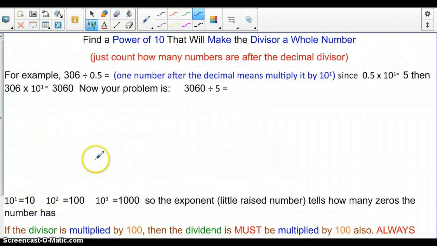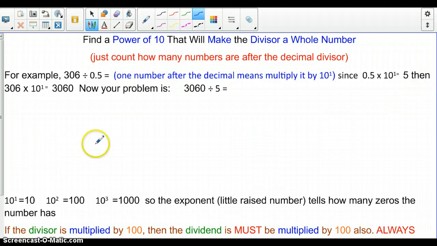Well, now let's do something different. We're going to find a power of 10 that will make the divisor a whole number. Remember, the divisor is what you see after the division symbol. So you just count how many numbers are after the decimal in the divisor. For example, 306 divided by the divisor of 5/10: one number after the decimal means multiply it by 10 to the first power, which means 10. Since 5/10 times 10 gives me 5.